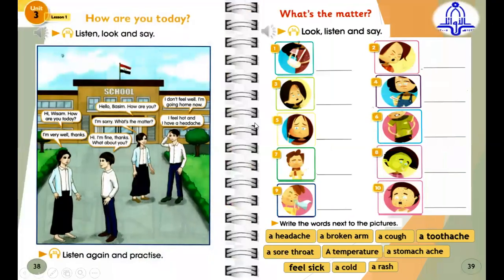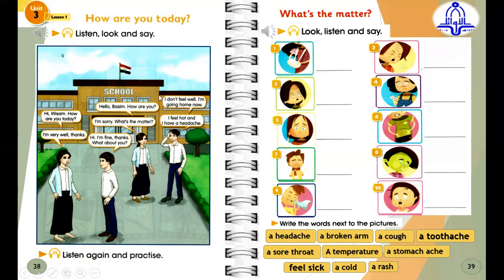Welcome, pupils. How are you today? I'm very glad to meet you. Today, I'm going to explain Lesson 1 of Unit 3 in your pupils' book, pages 38 and 39. In this lesson, we will learn some new words about some ailments or diseases, and how to ask about the health by using how are you today.